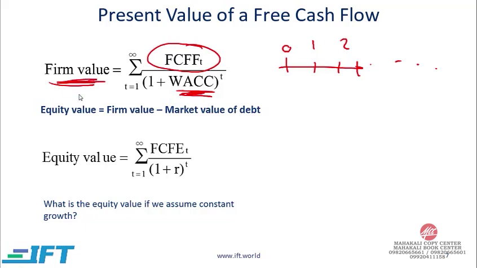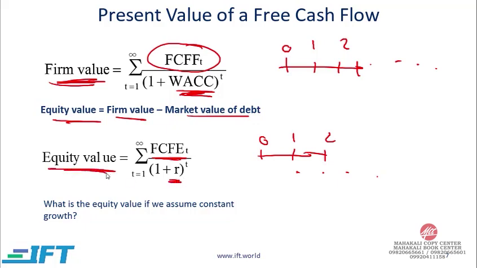And once you compute the value of the firm, then you can compute equity value by taking the firm value and subtracting the market value of debt. If you are using free cash flow to equity, so now let's say your measure of cash flow is FCFE, then the free cash flow to equity numbers need to be discounted at the cost of equity, and that will directly give you the value of equity for the firm.